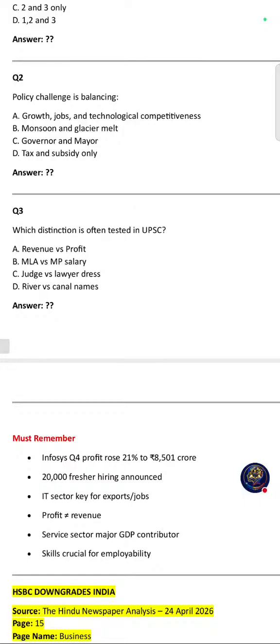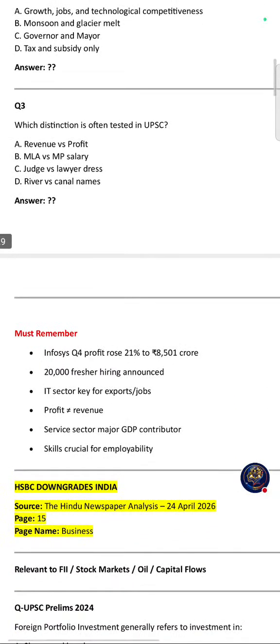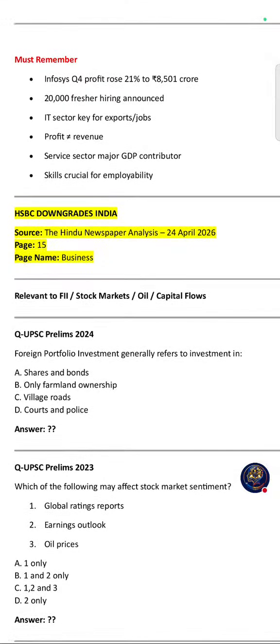Policy challenge is balancing growth, jobs and technological competitiveness. First option is correct. What distinction is often tested? So must-remember points here are: Infosys Q4 profit rose 21% to 8,501 crore rupees. 20,000 fresher hiring announced. IT sector key for exports and jobs. Profit is not equal to revenue. Service sector major GDP contribution. Skills crucial for employment.